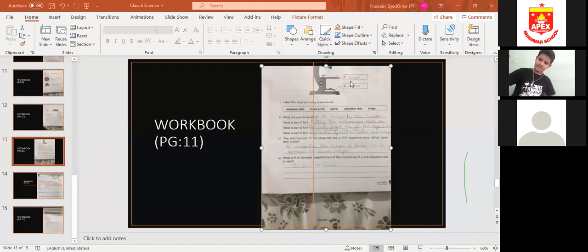Okay, I will tell you. Write down the answer: adjust the objective lens.